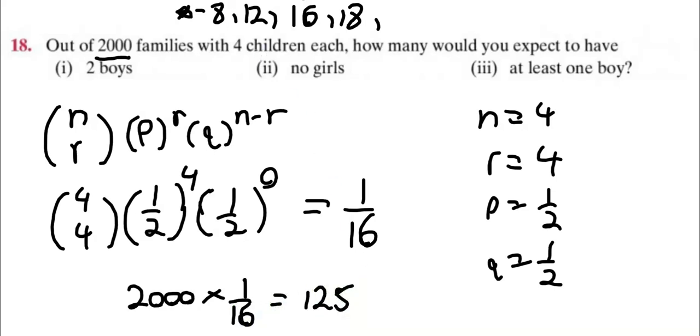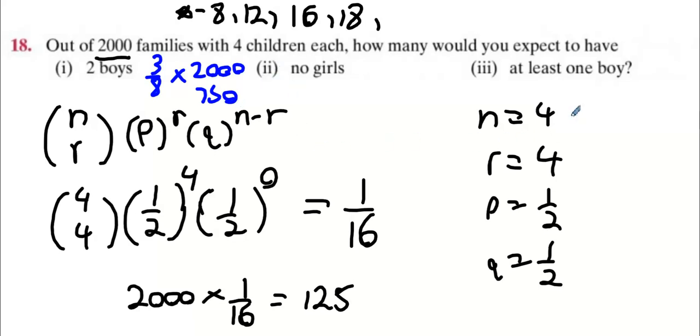What was my answer to the first question again? 3/8, and that's multiplied by 2,000, which gives me how many families? 750. So I didn't read this question exactly the way it should be done, so you have to be careful with that. So whatever your probability is, you multiply by the 2,000 at the end.